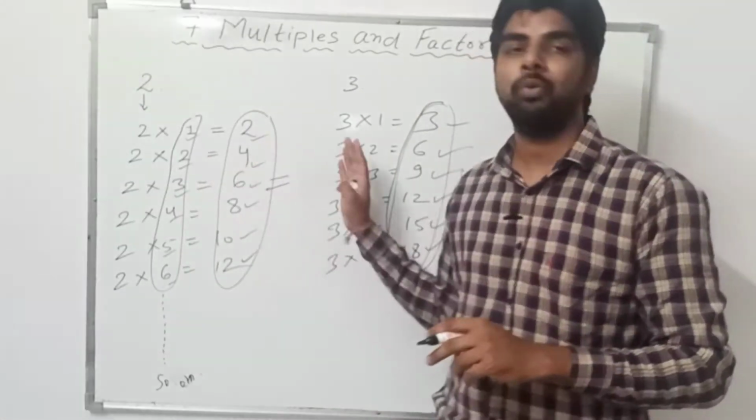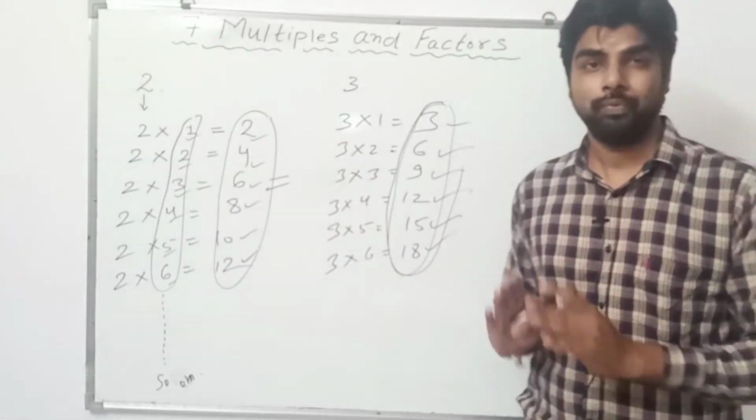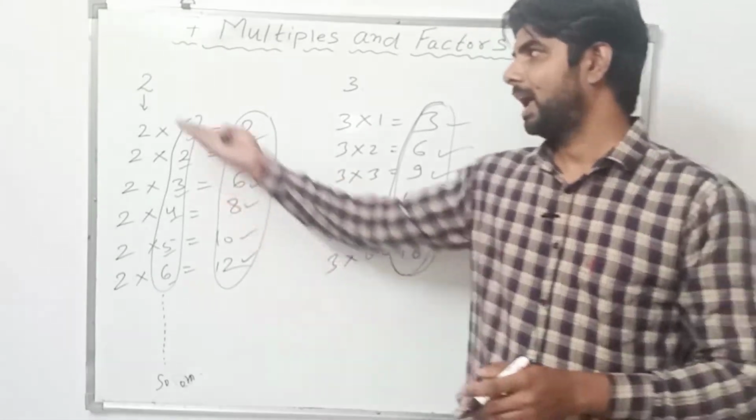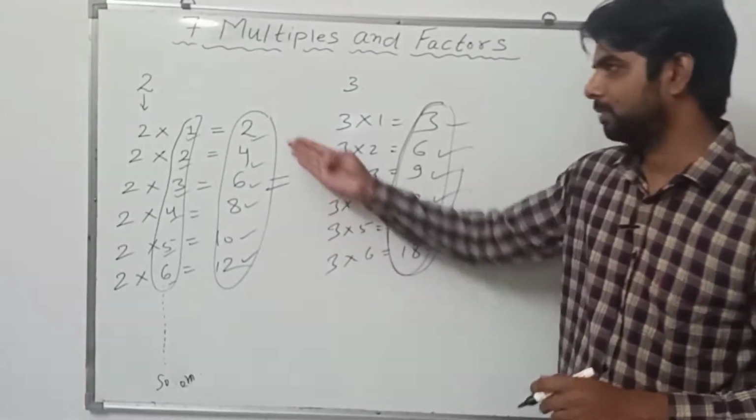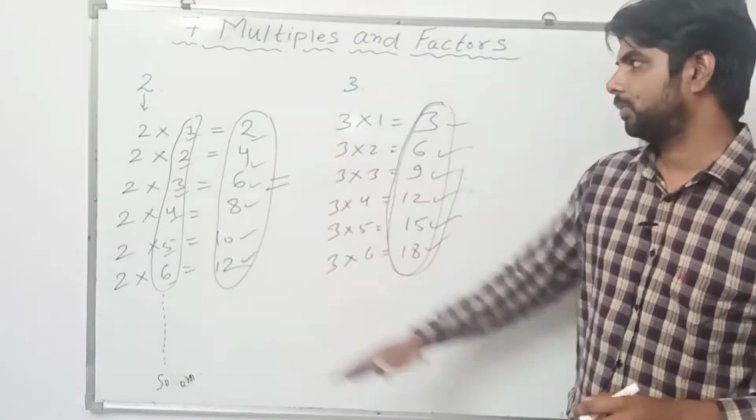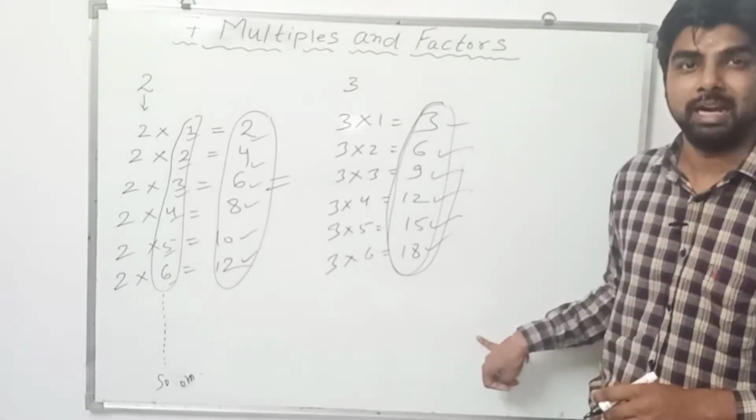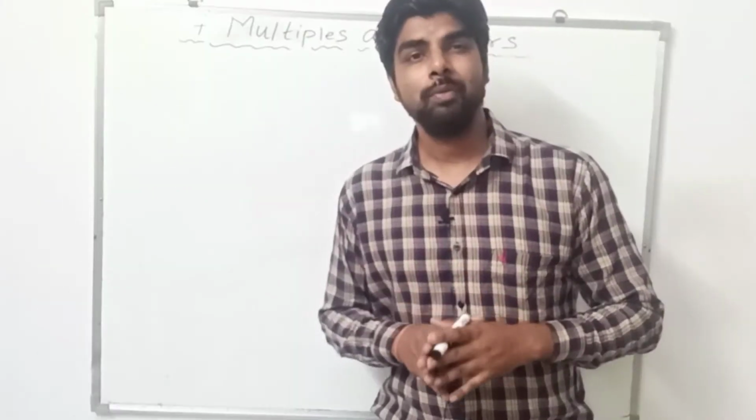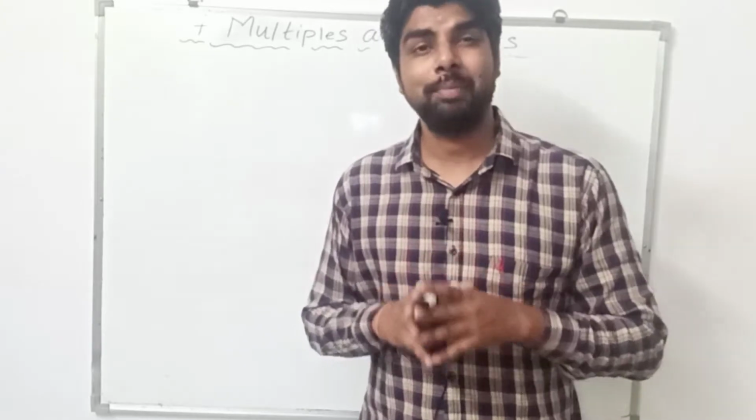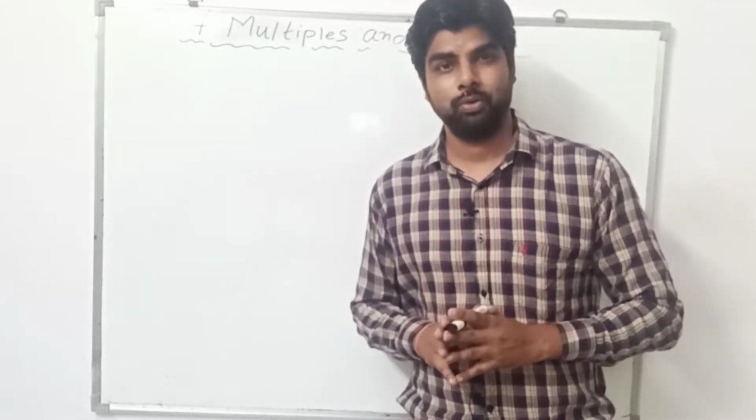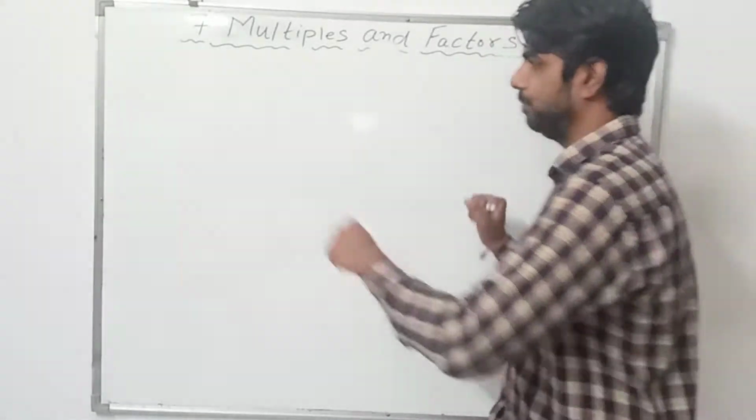So this is how we can find out multiples of a number. Here the product is known as the multiple and this is the number. Multiples of 2 are 2, 4, 6, 8, 10, 12 and multiples of 3 are 3, 6, 9, 12, 15 and 18. Now we will learn how to find out whether a particular number is a multiple of another number or not. Let's take one example.